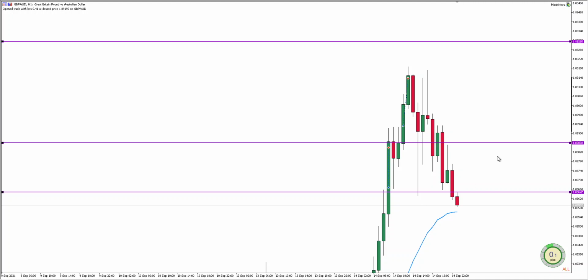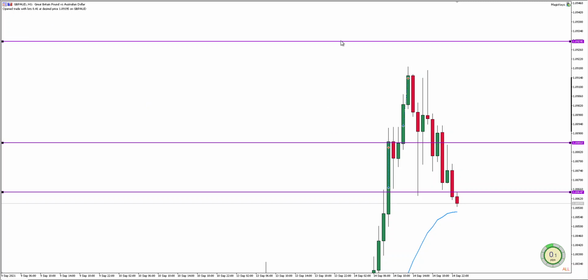Hello, hello. Let's do the daily recap. It's about trading on the 14th of September, and it's a Tuesday. Let's start with the GBP Aussie chart.